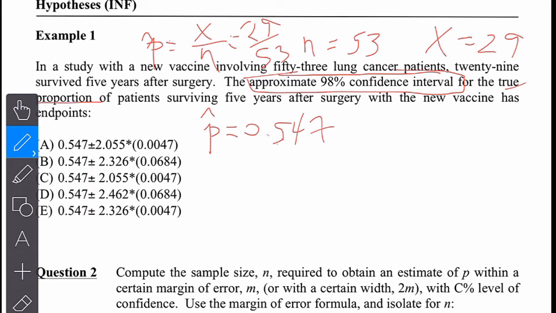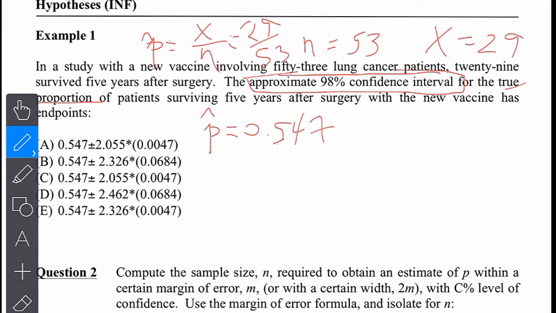Now, okay, so that's my estimate. That's my best guess. 54% of people using this vaccine who have lung cancer will survive. 55% will survive, or 54.7%. But usually, it's not going to be exactly 54.7%, right?